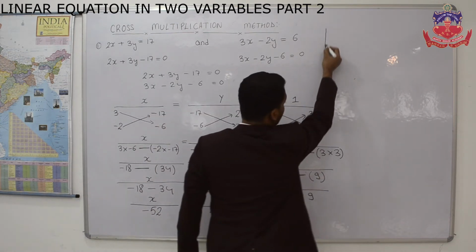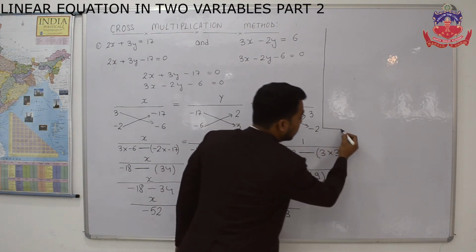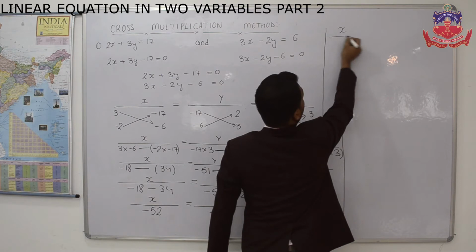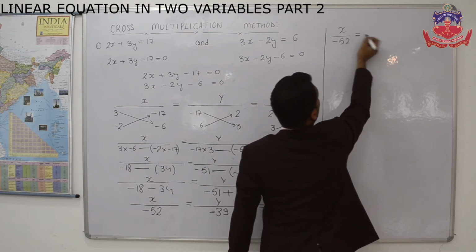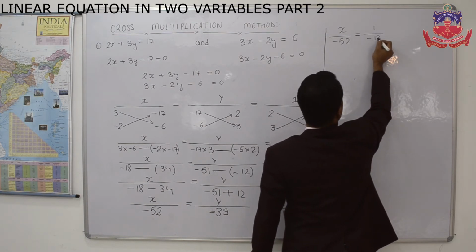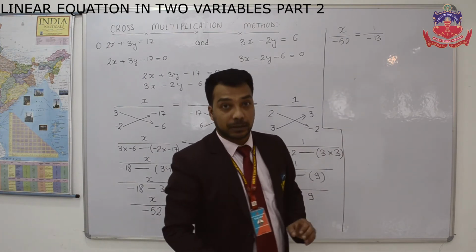Now, in order to get the answer, first you will write x followed by the number that is below it, that is 52, and then you will make it equal to the last part, that is 1 divided by minus 13. So this will fetch you the answer for x.